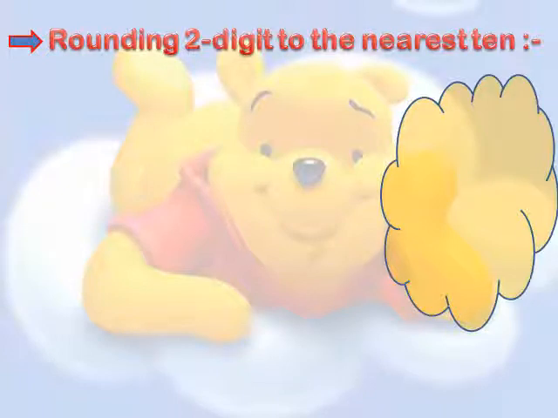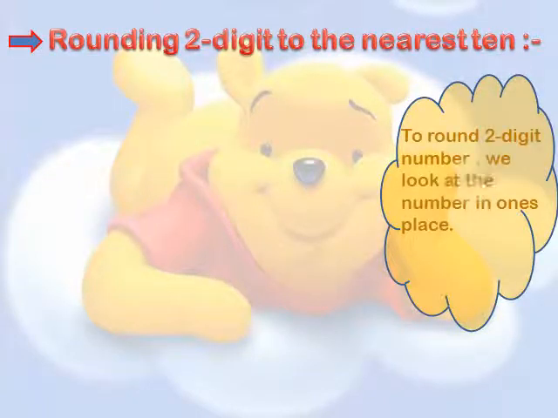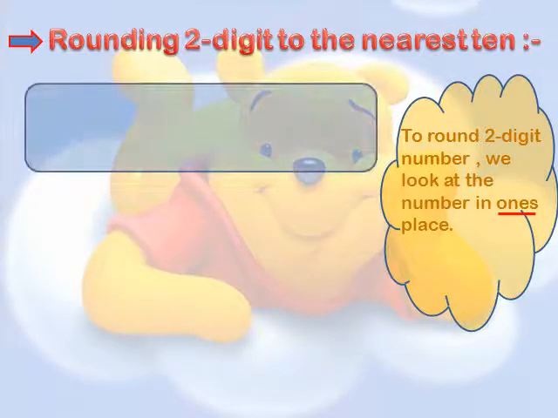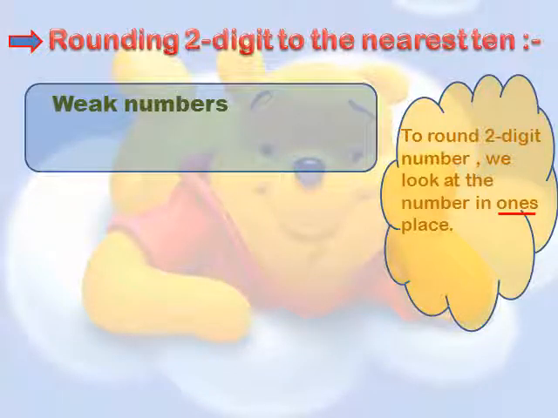So let's start. Rounding two-digit numbers to the nearest 10. In order to round two-digit numbers, we have to look first at the ones place. If I have numbers like 1, 2, 3, and 4, do you remember?